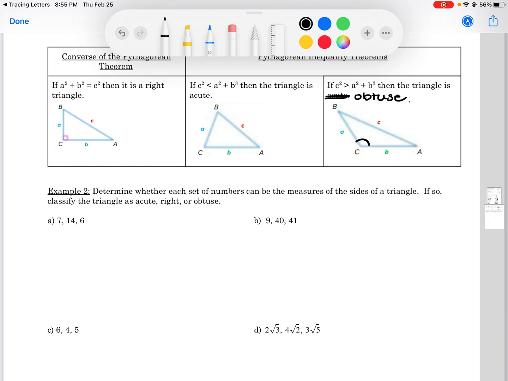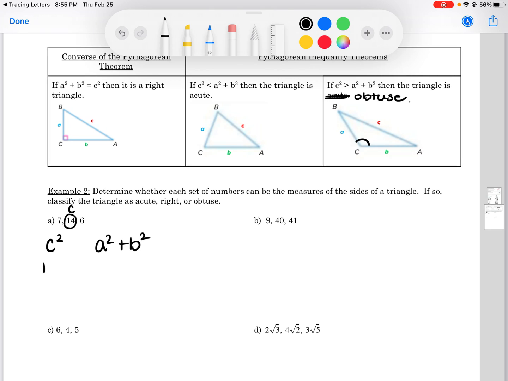All right, so we want to determine what is going on here. Do I have an acute, a right, or an obtuse triangle given these side measures? So I'm going to look for the largest number. The largest number is going to be my C. So the largest number here is 14. That's my C. It doesn't matter what's the rest of them. So let's find out what's C squared and what's A squared plus B squared, and then we'll compare them.